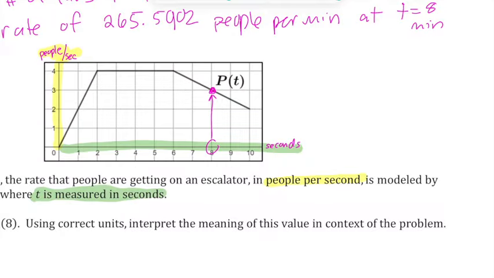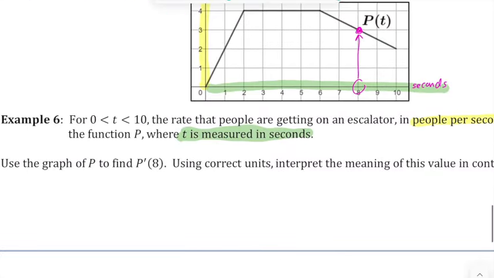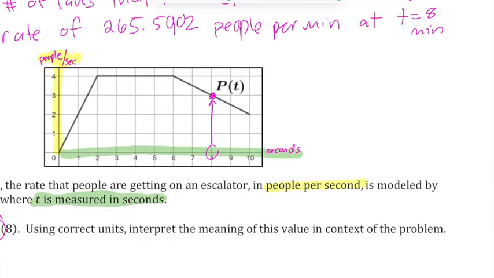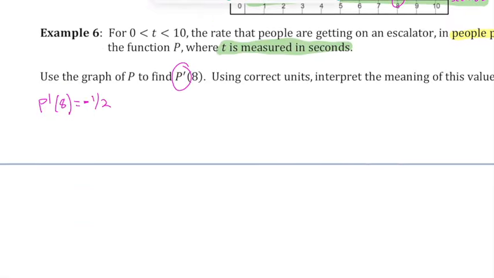So please don't say 3 because we're looking at the derivative. See how that says derivative? So we're looking for the slope of this line. The slope is equal to -1/2 at t equals 8. So there's the derivative at 8.